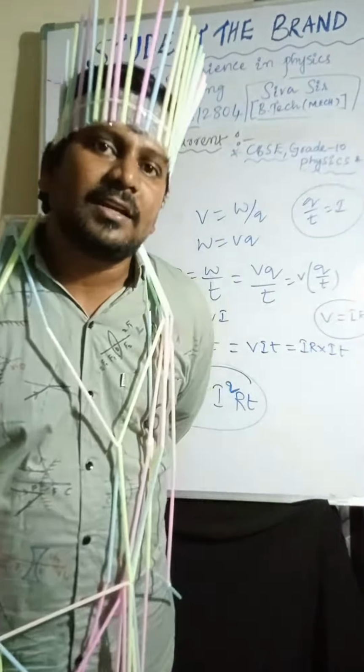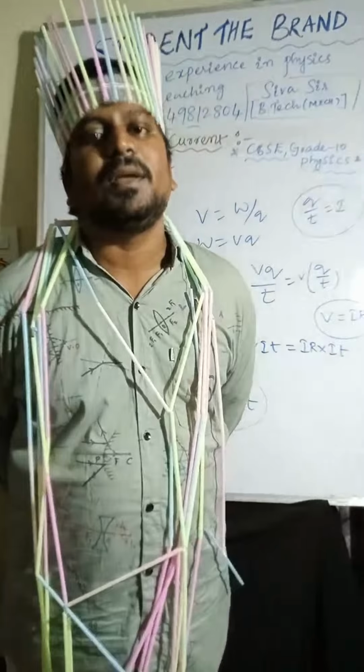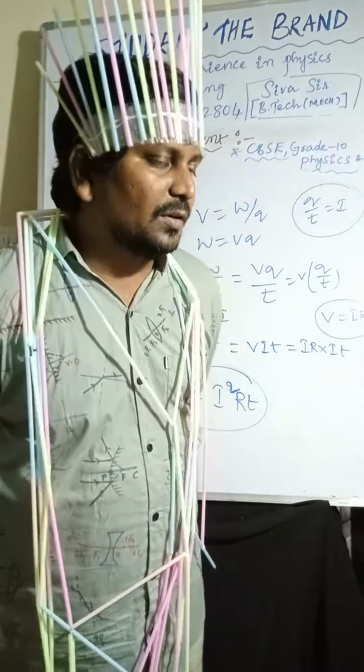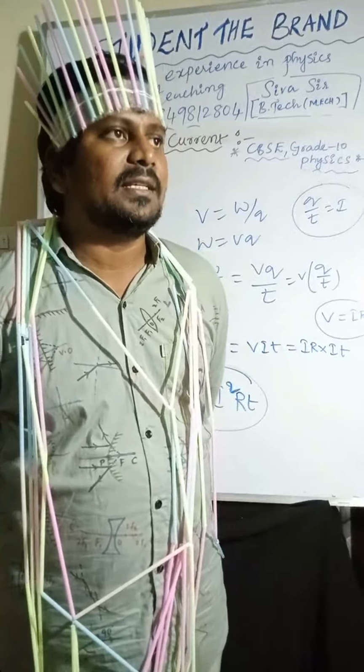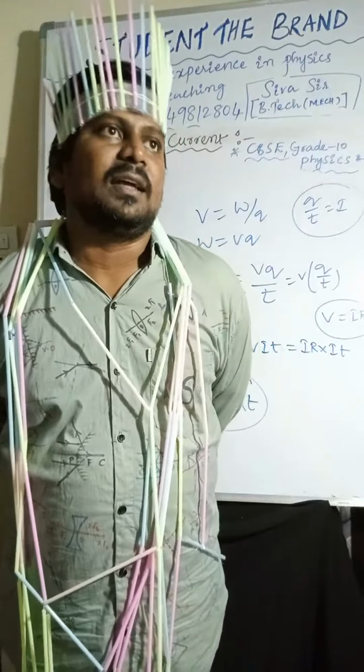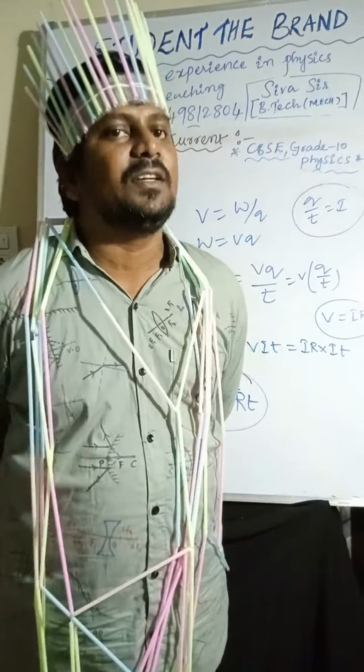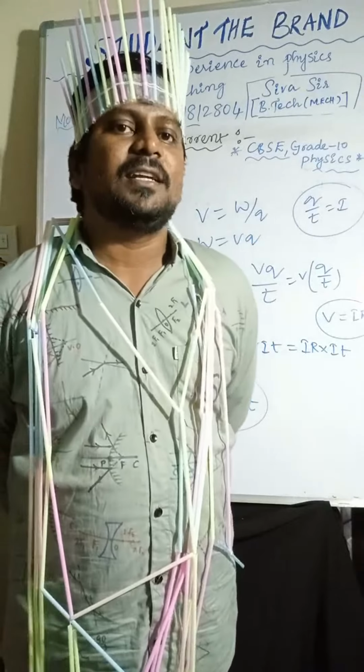Fuse is a safety device which safeguards the appliance whenever extra current goes through the circuit. It melts and breaks the circuit. It safeguards the appliances. And earthing: if extra current is there, it will be sent to the ground. For metallic appliances, earthing will be there, and the extra current will be sent to the ground.